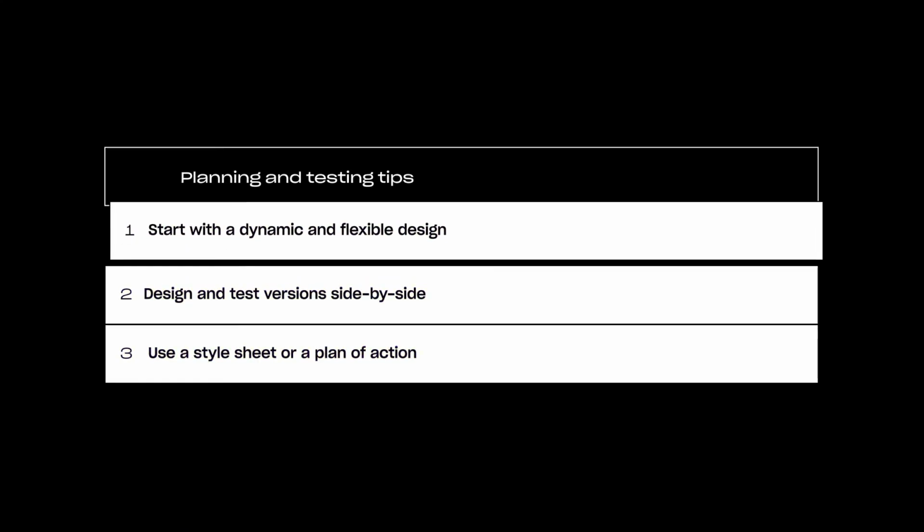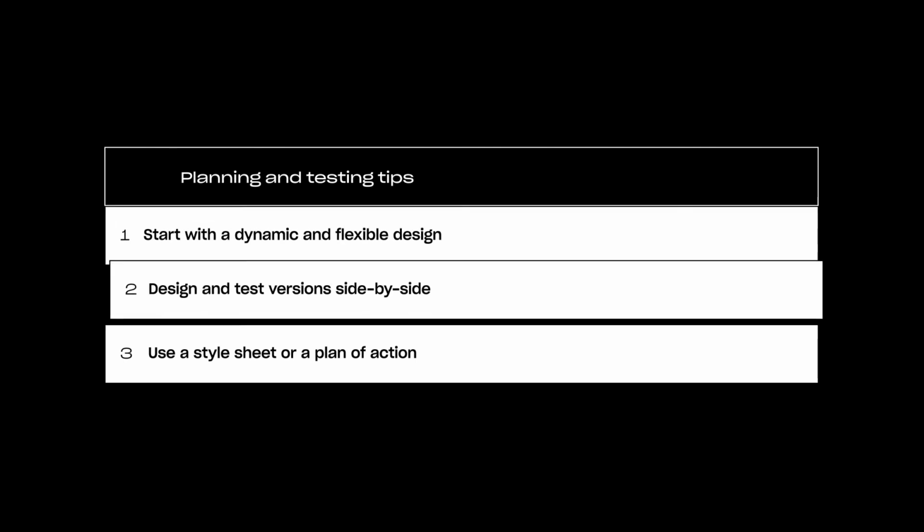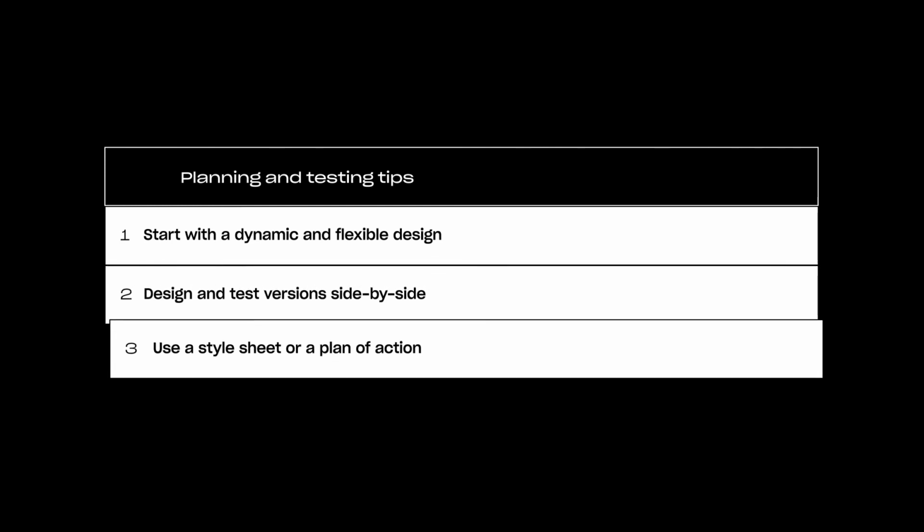Whatever design you go with, remember to create a single design that works with all platforms. For example, how will your design work on an Android versus iOS, or Edge versus Chrome? It's best practice to design with a dynamic and flexible design from the start. Design and test them side by side so that the user experiences are similar on any device. You can often do this with a style sheet or a plan of action. Planning and testing allows you to provide a user experience that's easier to navigate later.